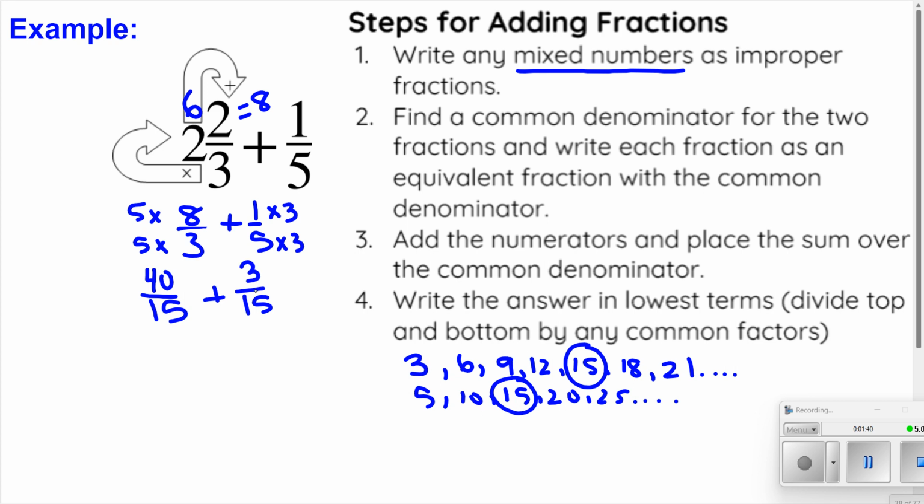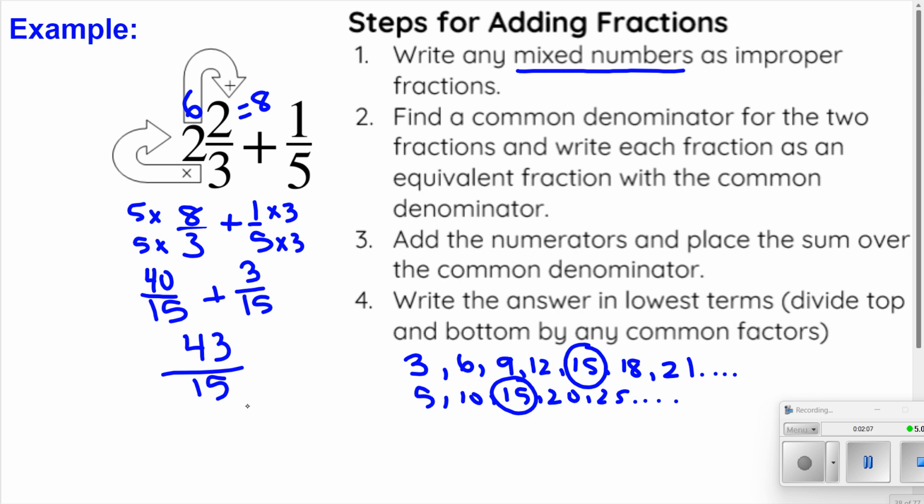So now that the denominators are the same, I'm going to add the numerators, step 3, 40 plus 3, and place it over the common denominator, 15. Now, step number 4 is to write the answer in lowest terms. So I don't see any common factors. However, this is an improper fraction, so I have to go backwards and write it as a mixed number. So I know it's an improper fraction because the numerator is bigger than the denominator.